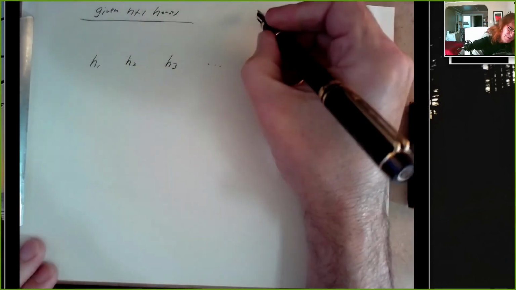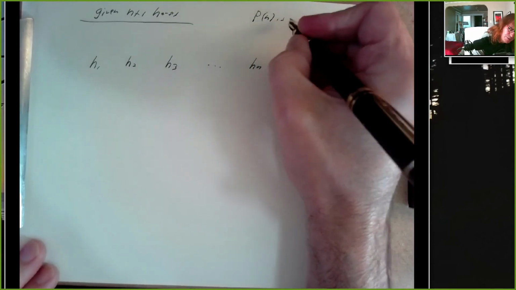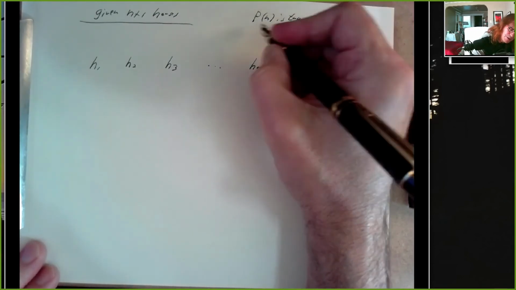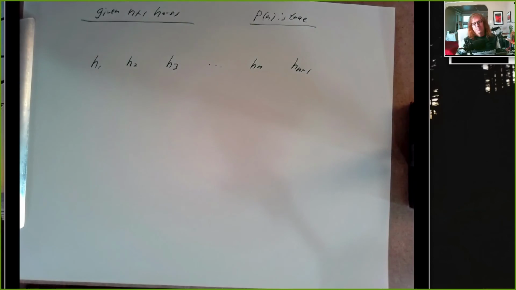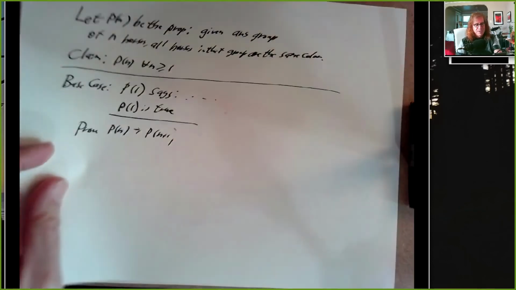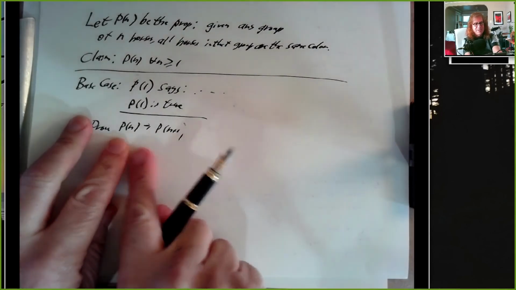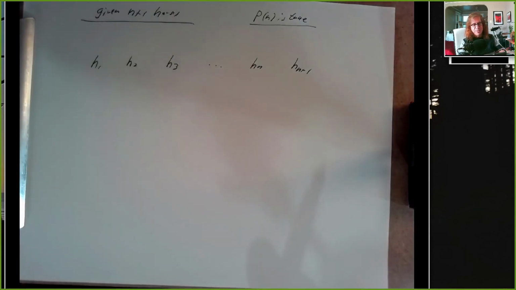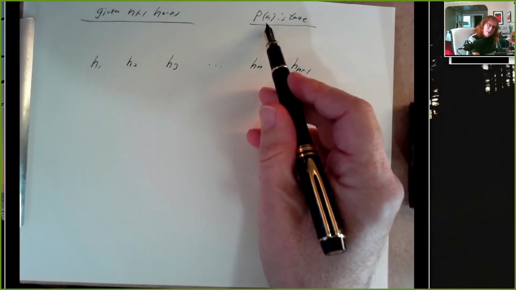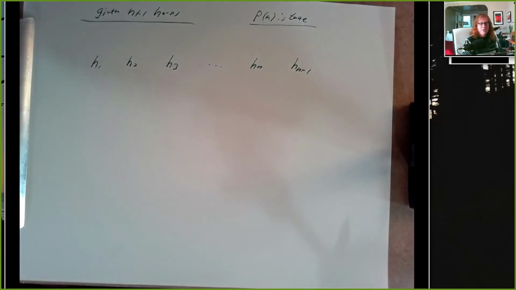And remember, P of n is true. Now we know in our hearts P of n is not true. But when we try to prove this inductive step, we are only showing if P of n is true, P of n plus 1 is true. So for the sake of this inductive step, I'm taking as my hypothesis that P of n is true. I'm going to try to prove that if any group of n horses have the same color, then any group of n plus 1 horses are all the same color. And it's really easy to do.